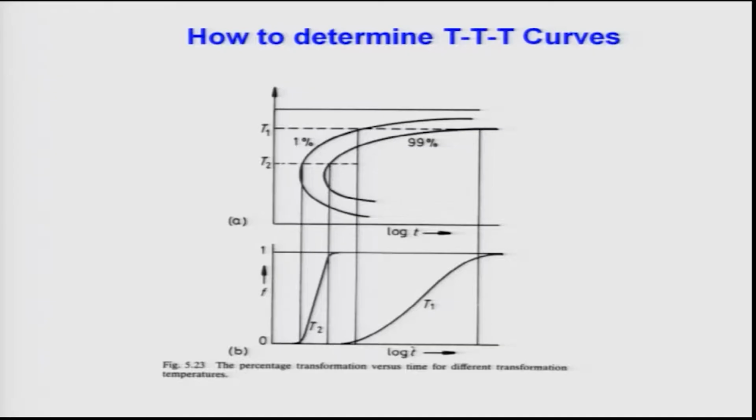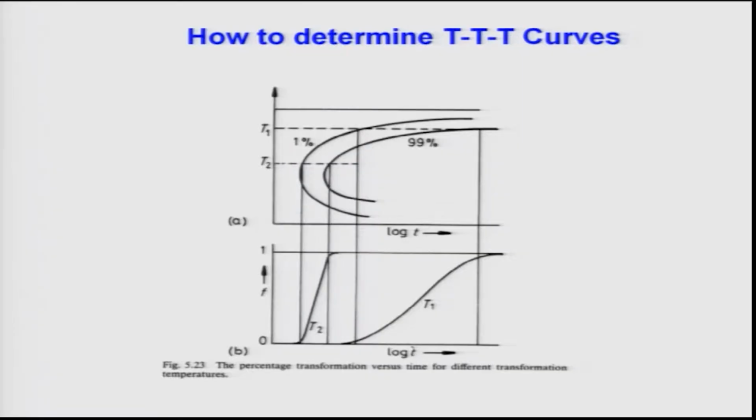This is T2. The transformation rate is basically fast, because you see the time required is much lower than T1. So, 1% corresponds to these, 99% corresponds to that. So, in this way I can actually determine these S curves at all different temperatures, starting with T1 or even above T1 a little bit to down to much lower temperatures from these positions.